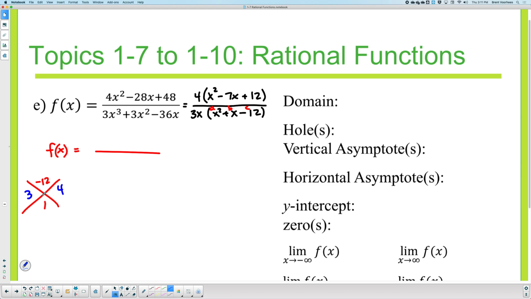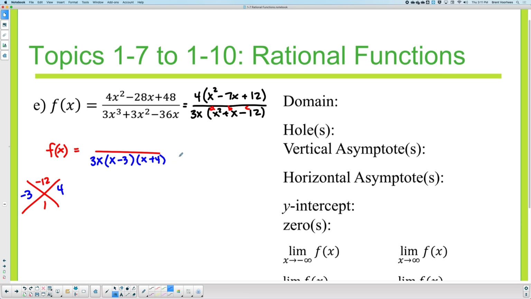To make it be a positive 1, it needs to be minus the 3. So I'll split the a term's power. I still have the 3x, the GCF up front, but now when I split it, it becomes x minus 3 and x plus 4. I have factored the denominator.